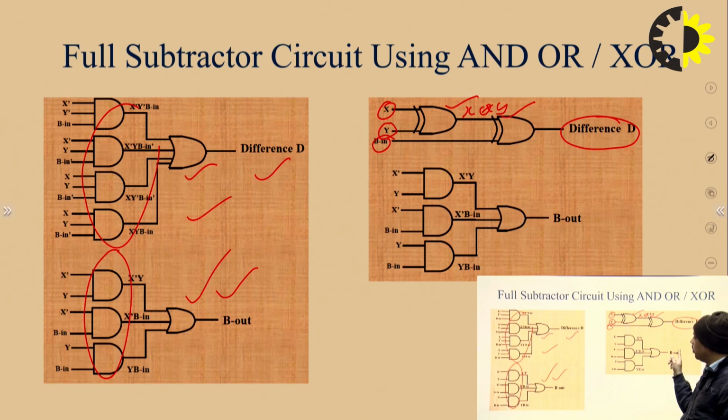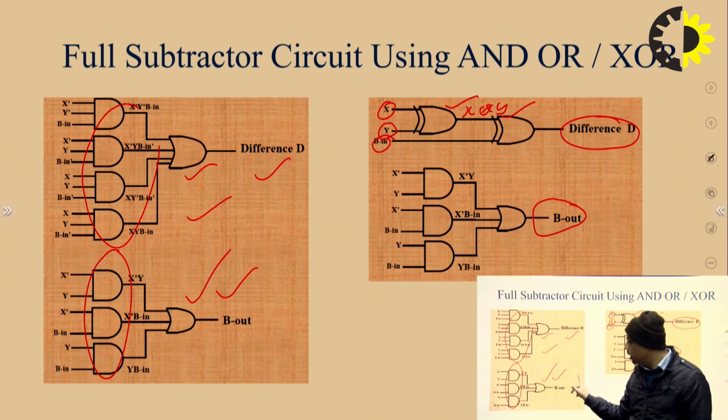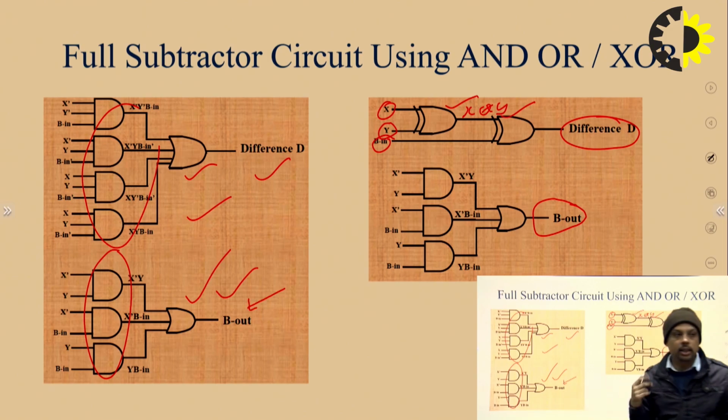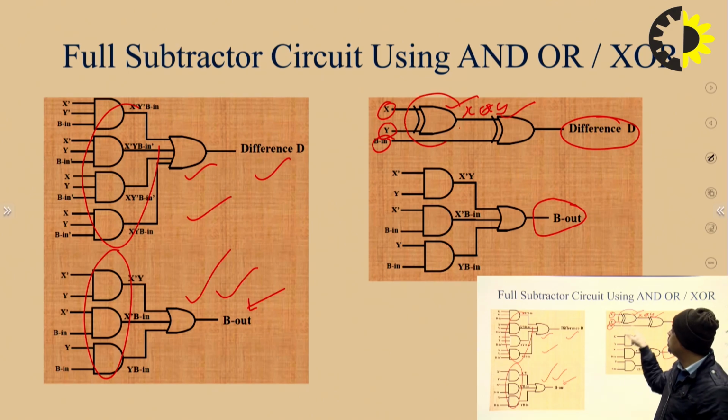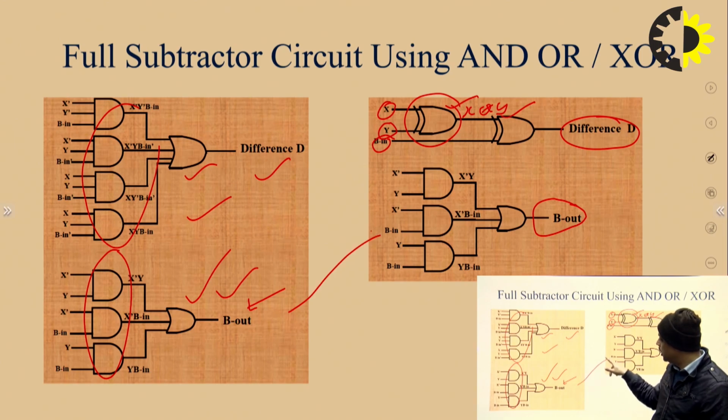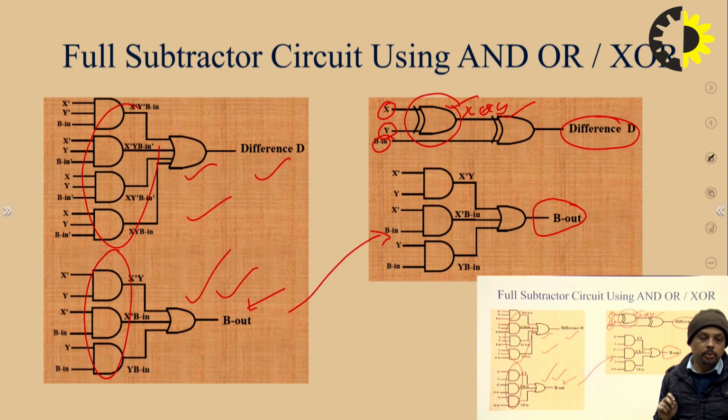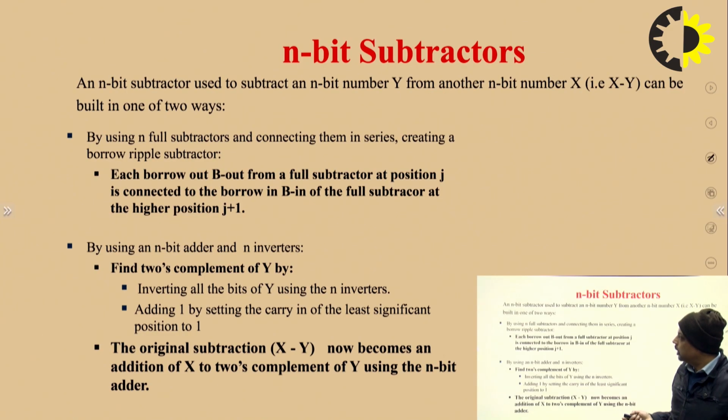Similarly for the borrow, in the case of borrow we cannot decrease the number of gates because there is no function that is either XOR or XNOR, or we can make a combination of a special gate. So in this case, the implementation of borrow out is almost similar to the previous one, as we can use the simple logic gates. So this is the circuit of the full subtractor with the help of AND gates and XOR gates.